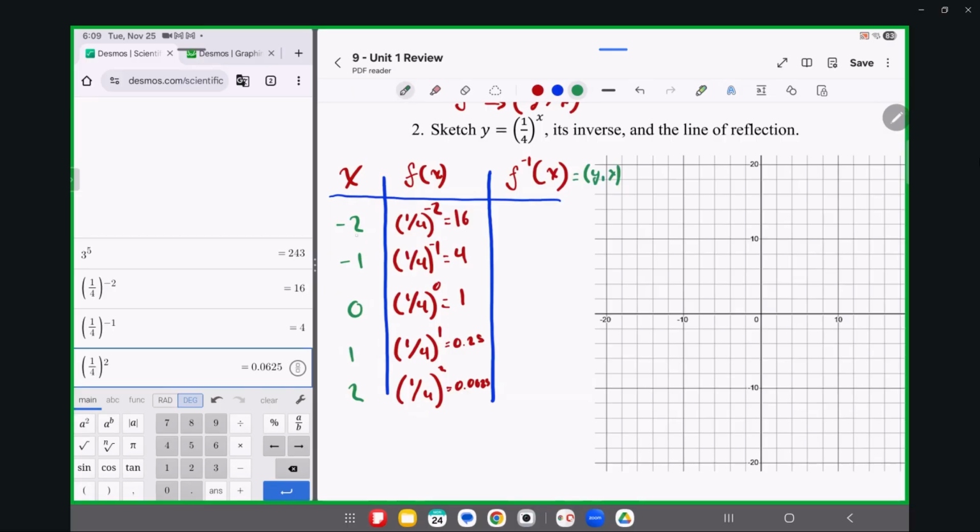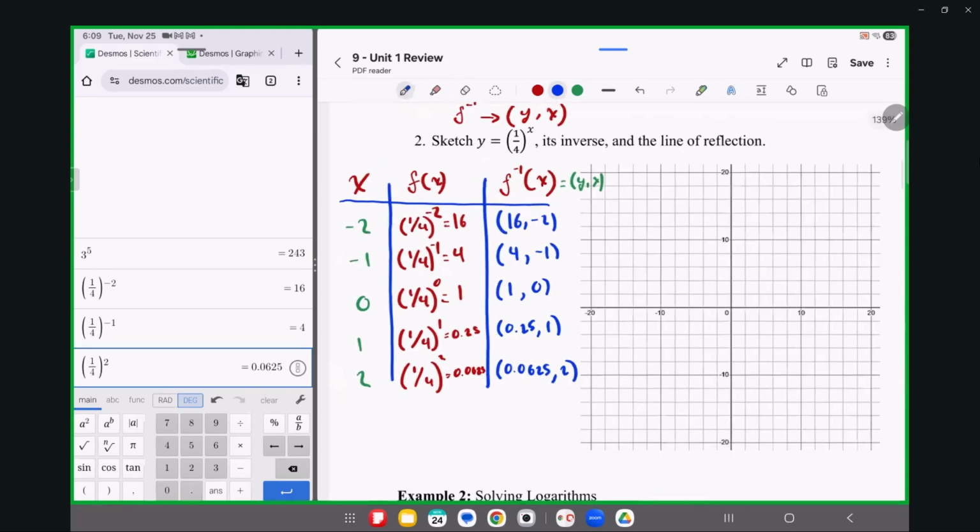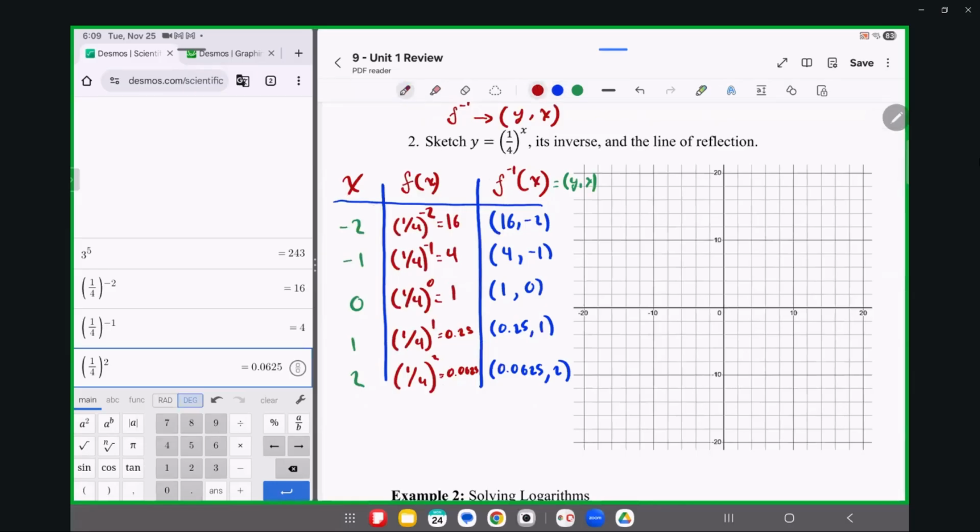So we just switch these values. So instead of -2 going to 16, we're now going to have, I'll put these in blue, 16 comma -2. The next one will be 4 comma -1. The next one will be 1 comma 0. Then 0.25 comma 1. And lastly, we're going to have 0.0625 comma 2.